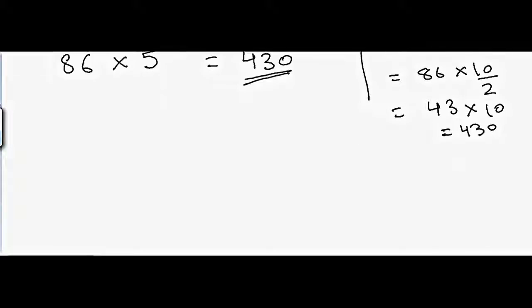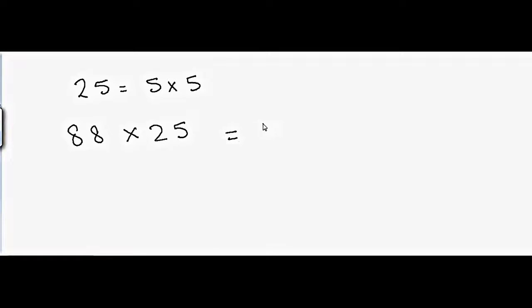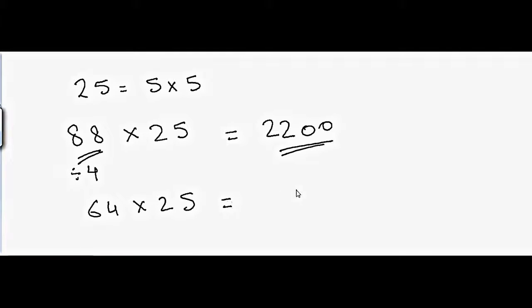Now let's go to 25. If I have to multiply any number by 25, so we know that 25 is equal to 5 into 5. So instead of dividing by 2, we will divide by 4. So now suppose I have 88 and I want to multiply it by 25. So in this case, I will divide 88 by 4. So that will be equal to 22, and then I put 20 in the end. So that is my answer. Again, if I have to multiply 64 by 25, so that will be equal to 16, because 64 divided by 4 is equal to 16. So we have 1600 as answer.